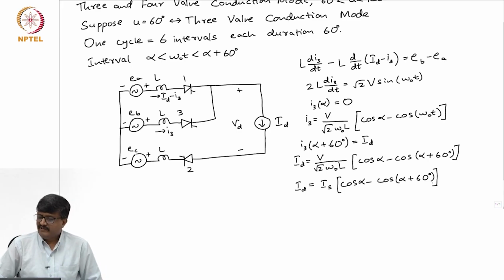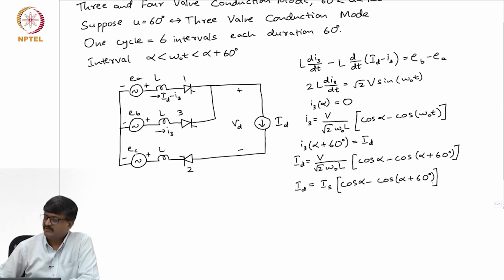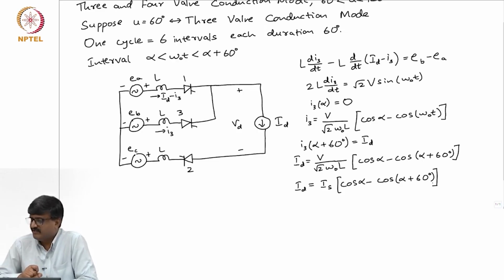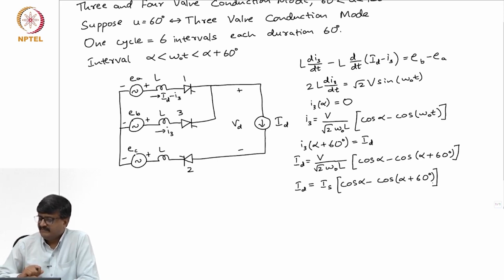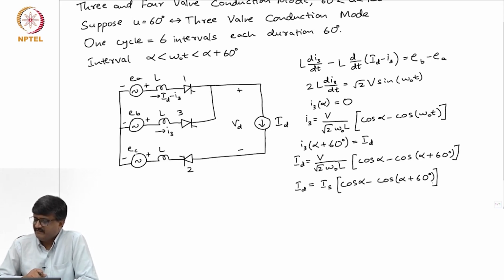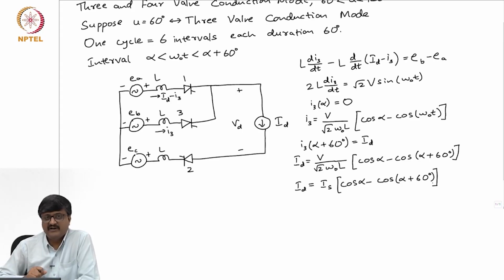Now we have a relationship between ID, IS, alpha, and of course U for the 2 and 3 valve conduction mode and 3 and 4 valve conduction mode. In this case, for 3 valve conduction mode, there is no U, of course; U is exactly equal to 60. So the relation is between ID, IS, and alpha. Now let us see whether these expressions for ID in terms of IS, alpha, and U for the 3 different operating modes are somehow related.